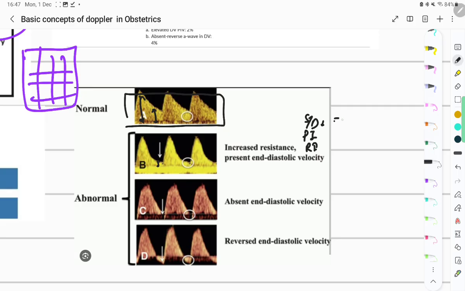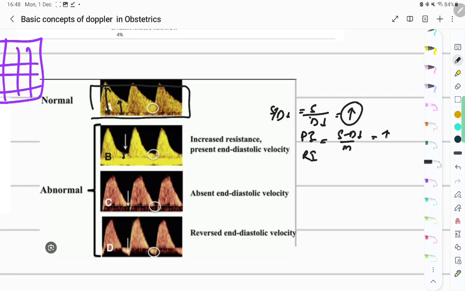Diastole is decreased, so in the SD ratio, D is decreased, so the SD ratio will be increased. What about PI and RI? PI is S minus D by mean, so diastolic is decreased, so the S minus D value will be increased, so the PI value will be increased. So if PI is increasing, SD is increasing, and RI value will be increasing, that is a sign of increased resistance in the fetal umbilical artery, or decreased cardiac output, that means fetal distress.